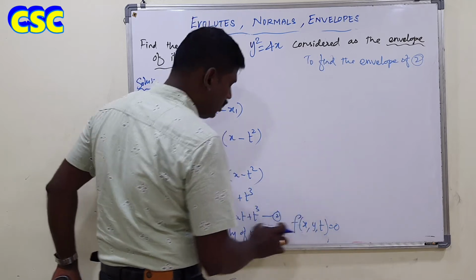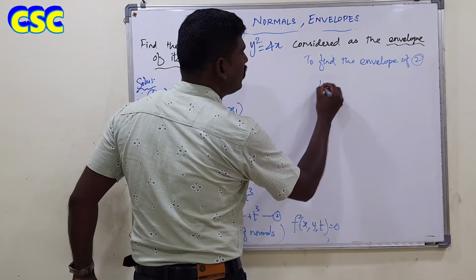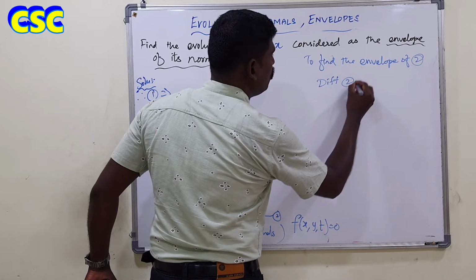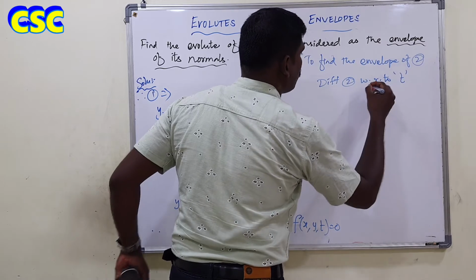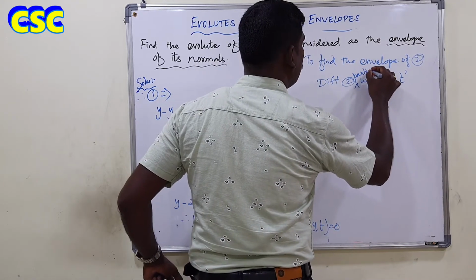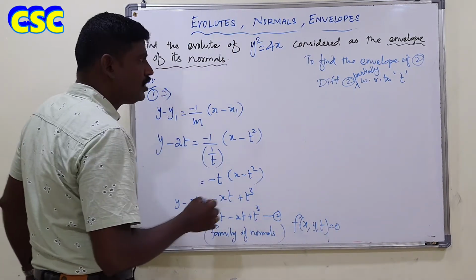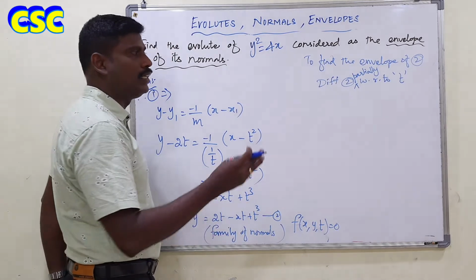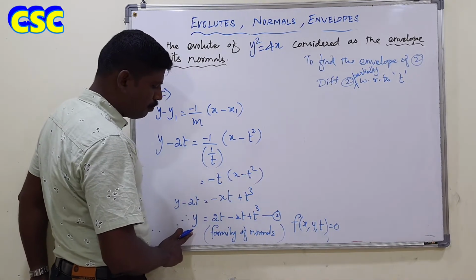So this is of the form f of x comma y comma t. I call this number 1. So differentiate 2 with respect to the given parameter partially. Differentiate 2 partially, that's most important, with respect to t. So treat the other variables as constants. That means x and y are constants. So I am going to differentiate partially with respect to t.